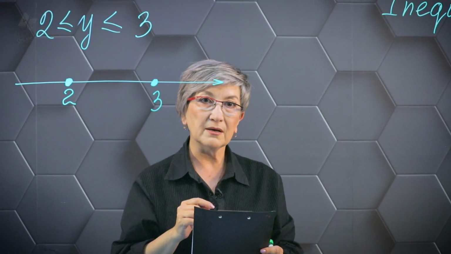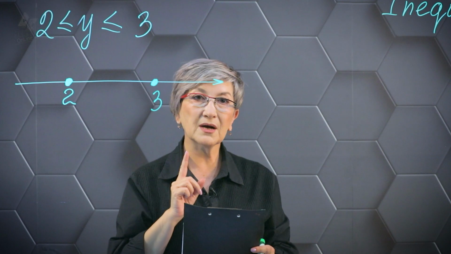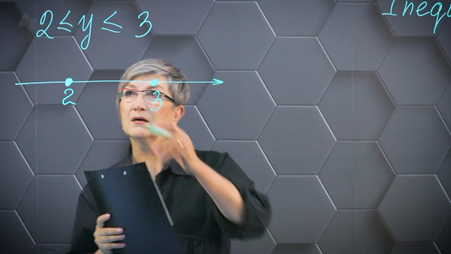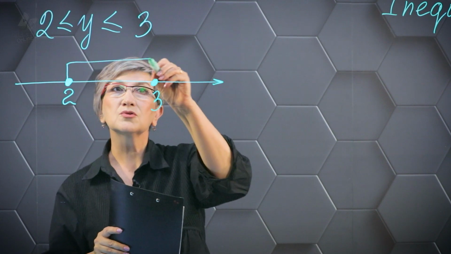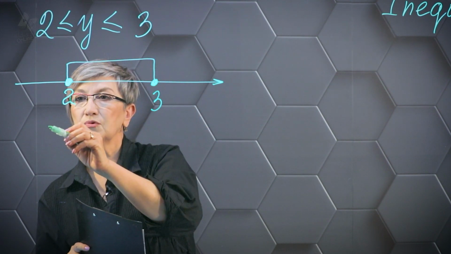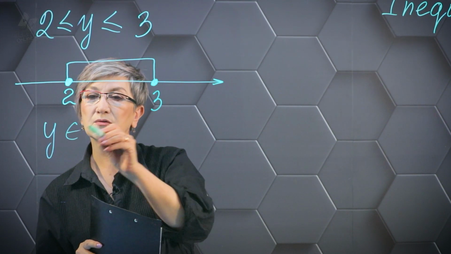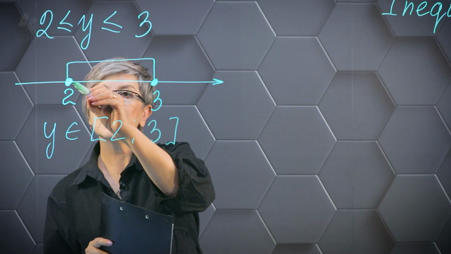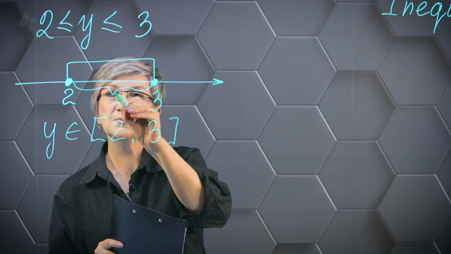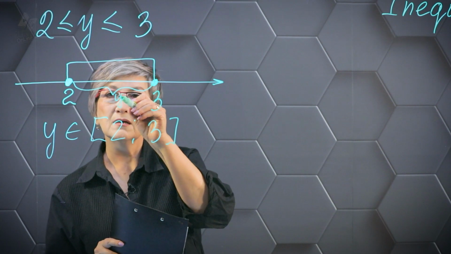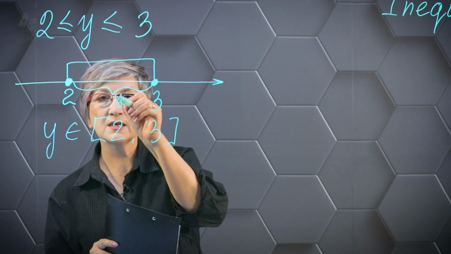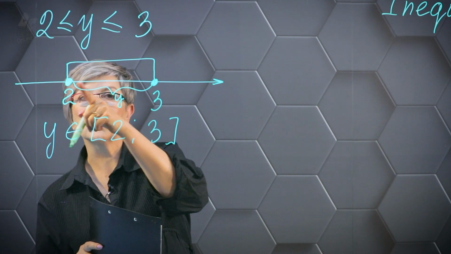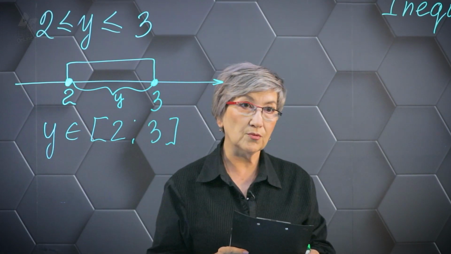Now, to present this interval, we will move on to demonstrate it. We are discussing all the values of y, and this interval will be from 2 to 3. Every possible value of our variable y must meet the following requirement: it must be at least 2, but no more than 3.